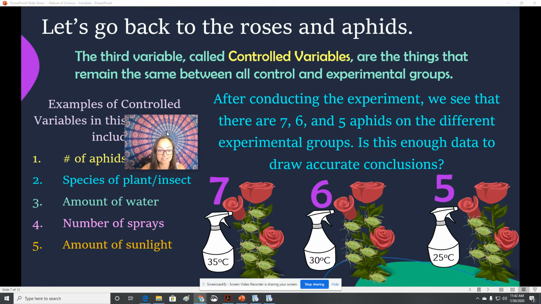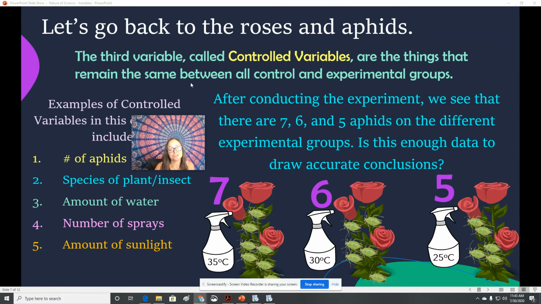So when I look at this experiment here, after conducting this experiment, we see that there are 7, 6, and 5 aphids on the different experimental groups. Now, you might be thinking, oh, cool, my hypothesis was that the cooler temperatures will be more effective because the coconut oil is thicker. And you see here like, oh, shoot, the 25 degrees Celsius, only 5 aphids remaining. That means it had the most to die. It was the most effective.